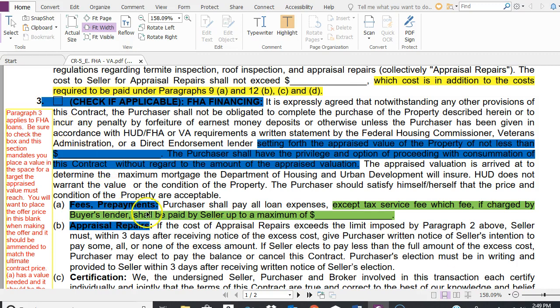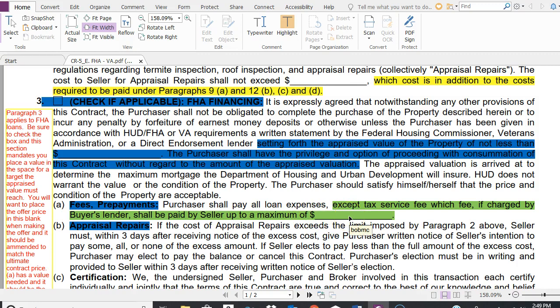Subparagraph A, fees and prepayments. There's only one item, used to be more, but there's only one item that the seller is mandated. The purchaser shall pay all loan expenses, except, which means the seller has to pay a tax service fee, which, if charged by buyer's lender, shall be paid up to the seller to a maximum of blank.